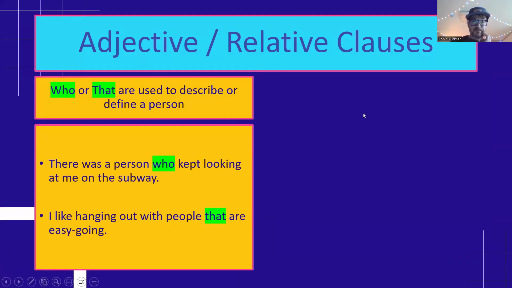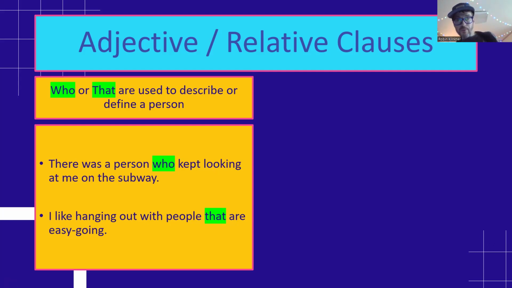So both of these adjective clauses specify the person or the people. Without these adjective clauses, the sentences are very ambiguous and not clear. There was a person. Who? What? It's very unclear.